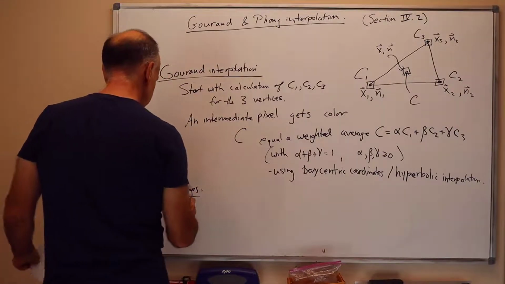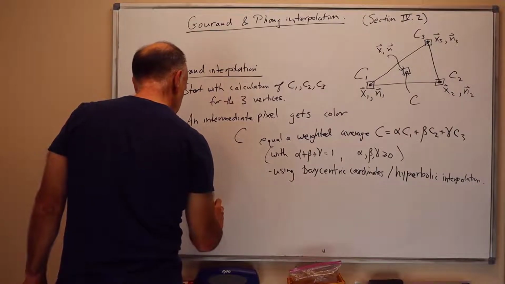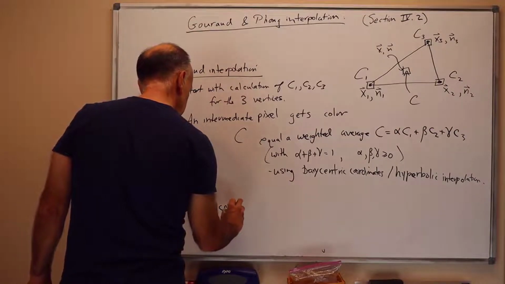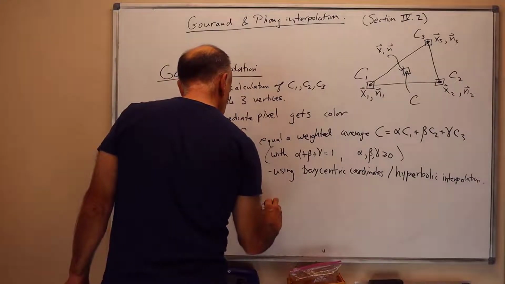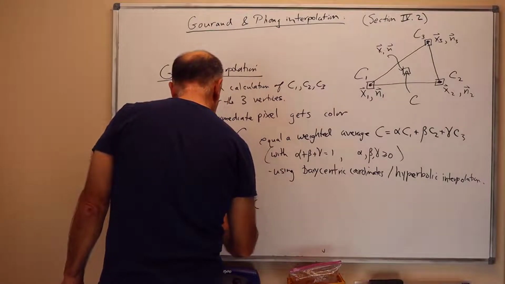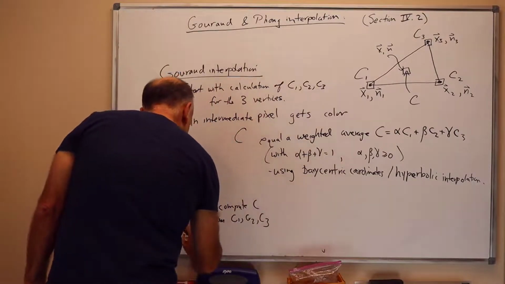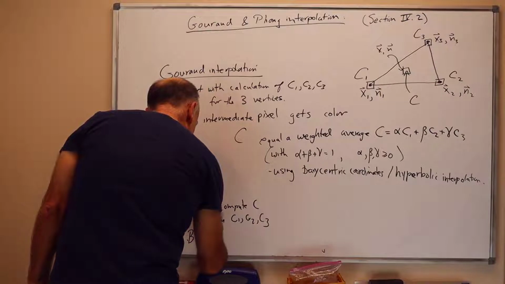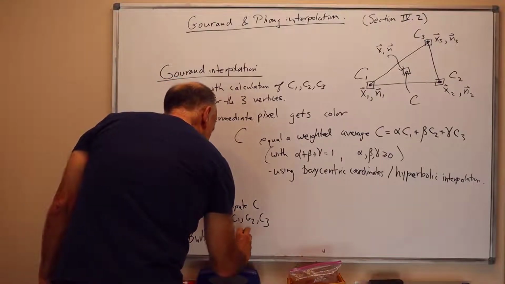So the advantages include it's quick to compute, easy to compute, C from C1 and C2 and C3. And in fact, it's even built in to OpenGL to do this kind of averaging.